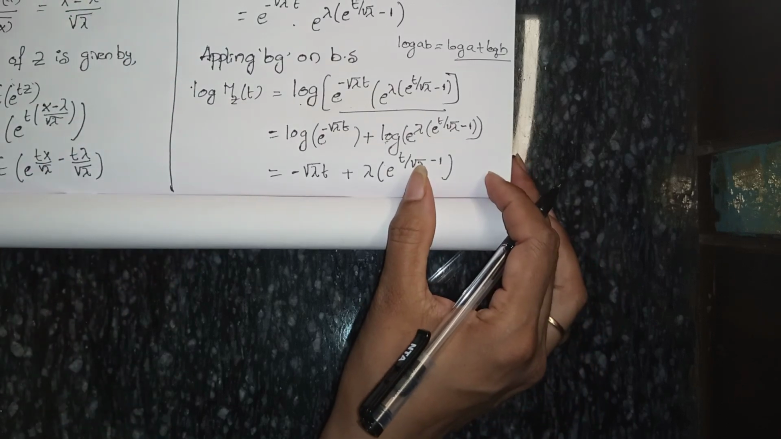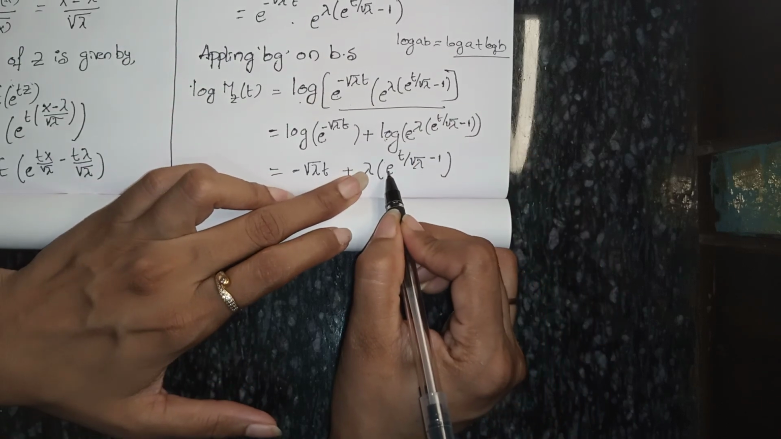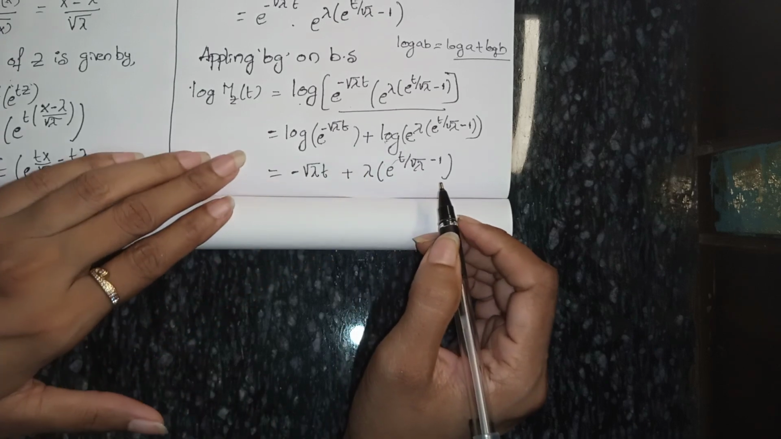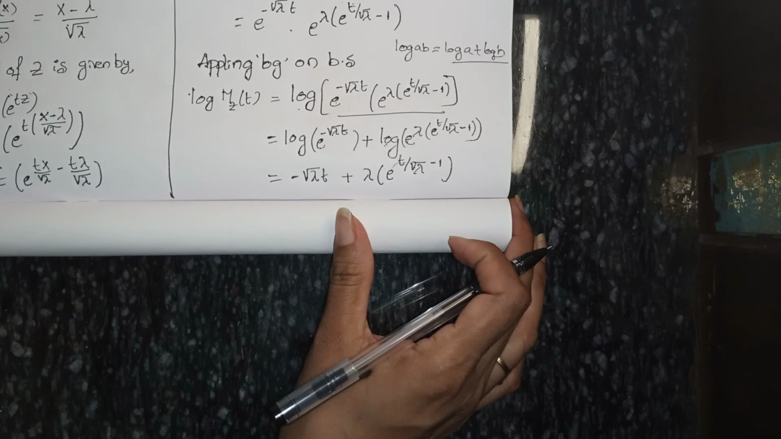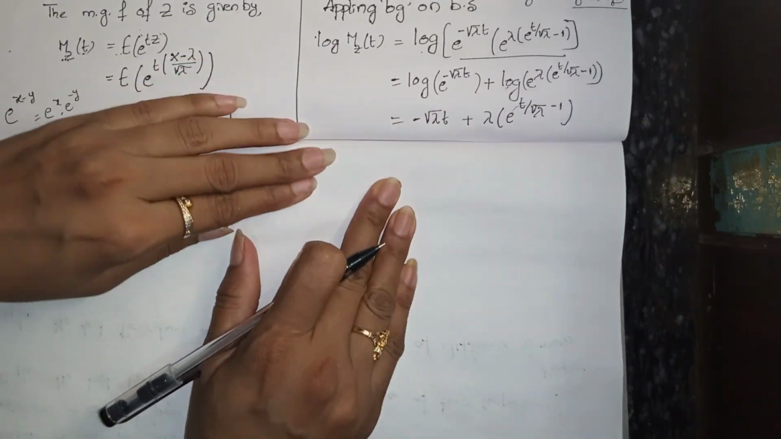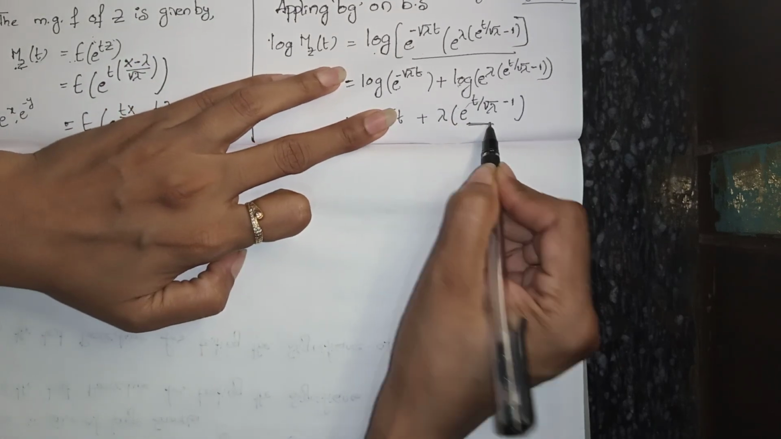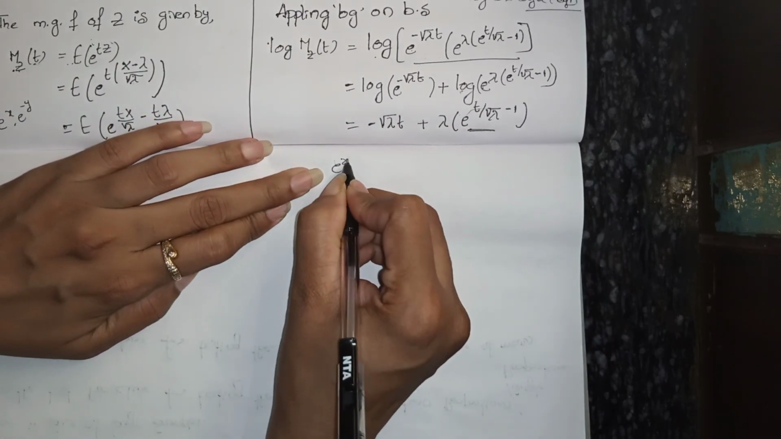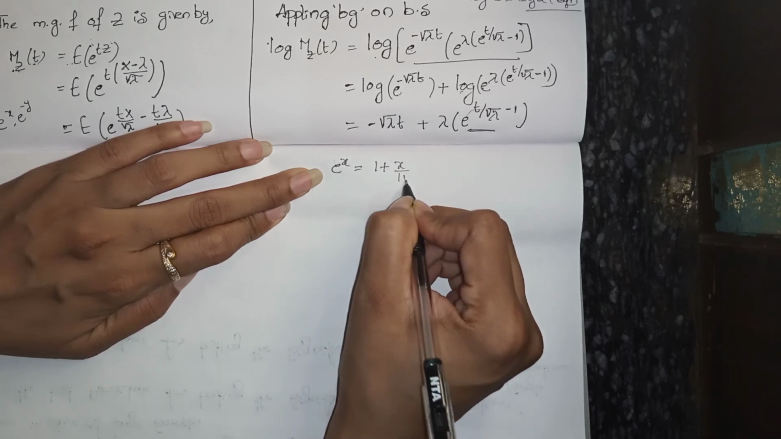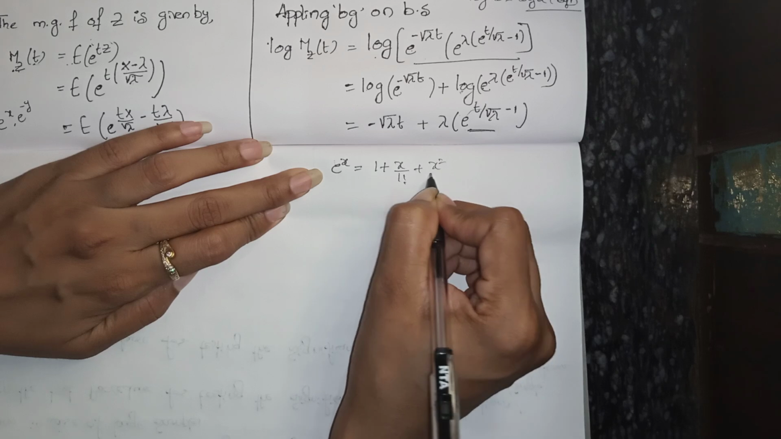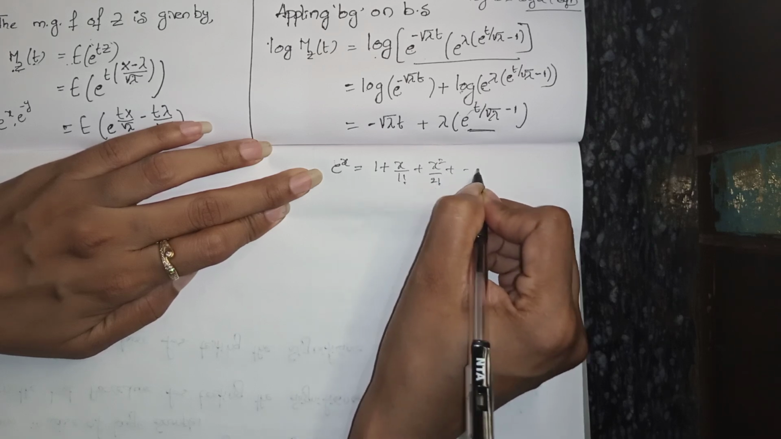Now here it is in the form of e power x. We all know the e power x formula. So e power x equals 1 plus x by 1 factorial plus x square by 2 factorial plus and so on.